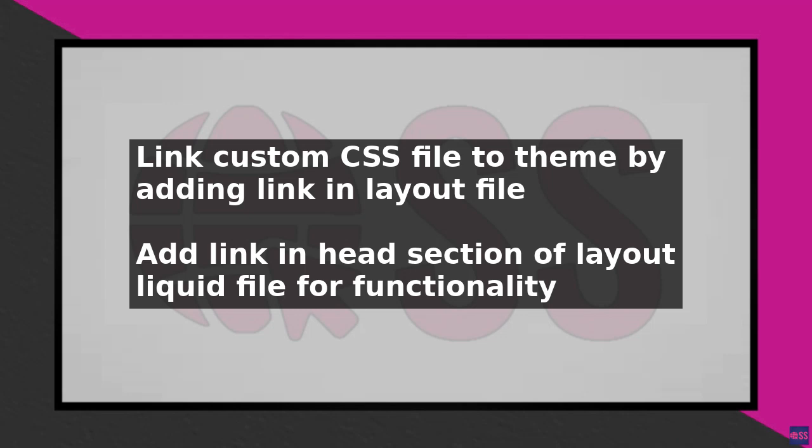Another approach to adding custom CSS is by using the theme settings. Some Shopify themes have a built-in option to add custom CSS in the theme settings. To access this option, navigate to the online store section and click on the Customize button next to your current theme. Then, click on the Advanced button and look for the Add Custom CSS option.